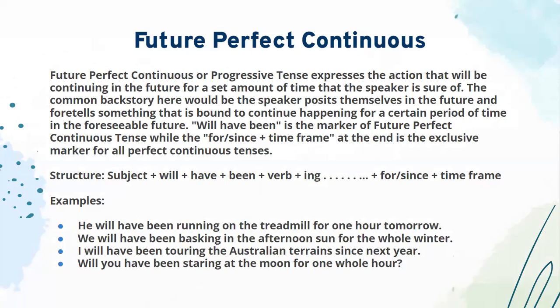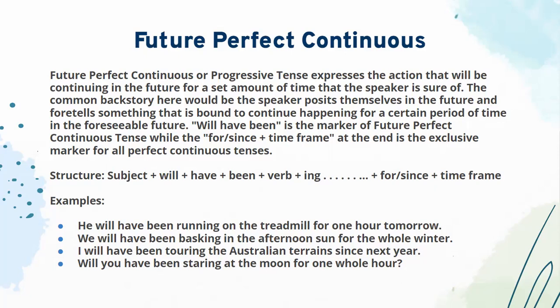So the common backstory here would be the speaker posits themselves in the future and foretells something that is bound to continue happening for a certain period of time in the foreseeable future. When you foretell something, to foretell is to predict. So foreseeable future, the predictable future.